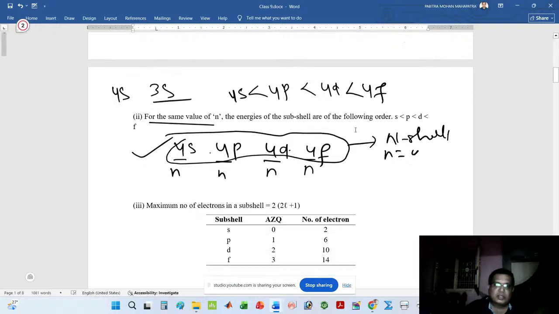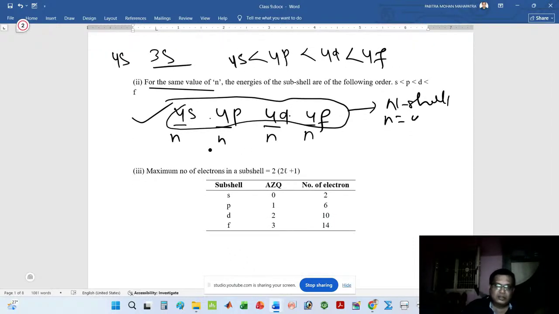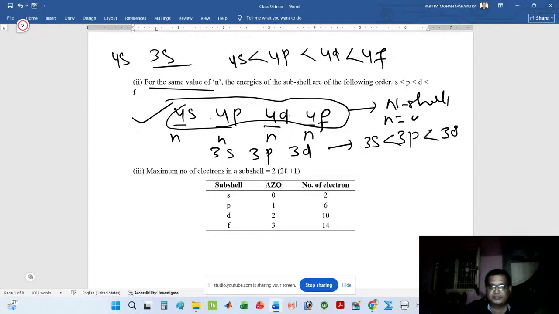You can also think about 3s, 3p, 3d. Here you can make a relation according to this point: 3s is smaller than 3p, smaller than 3d. For the same cell, for the same value of n, you can write this relation: S having less energy than P, having less energy than D, having less energy than F.